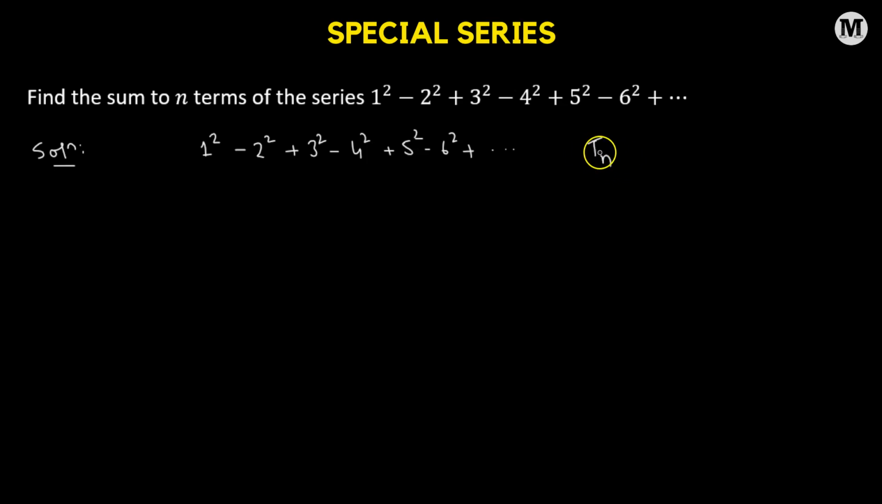Now, what about the sign of Tn? Is it going to be positive or is it going to be negative? Now, it could be either of them. That depends on the total number of terms that are present. For instance, let's say we have one case when n is even. That means there are an even number of terms. If n is even, then definitely the last term is going to be negative.